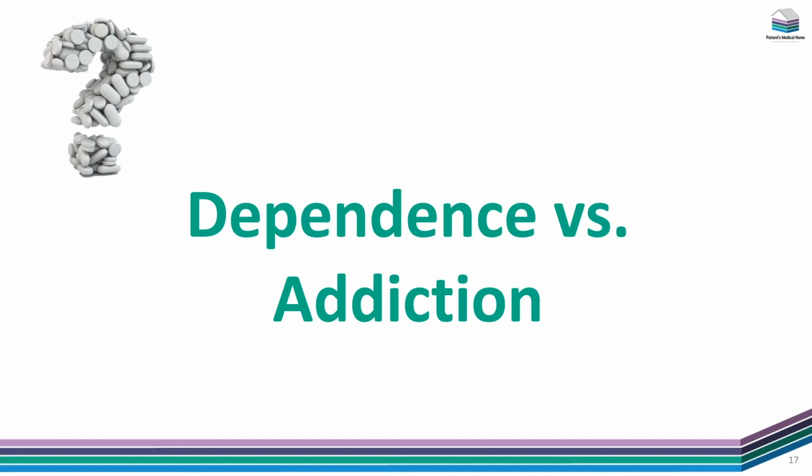Dependence versus addiction. Dependence is characterized by the symptoms of tolerance and withdrawal, whereas addiction is marked by a change in behavior that's caused by biochemical changes in the brain after someone has continually used opioids for some time. So different parts of the brain are responsible for each of these, so it's possible to be dependent on opioids without actually being addicted.